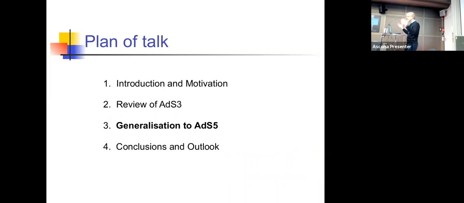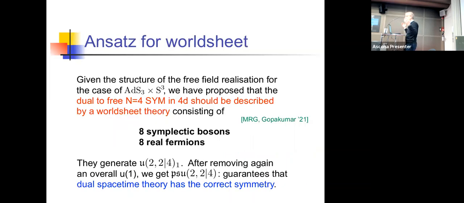Indeed, this is what motivated us. These various pieces of observations motivated us to try to see whether a similar idea could also work for N=4 super Yang-Mills. There are various pieces of evidence that led us to consider this model, which basically just doubles the symplectic boson and fermion degrees of freedom on the worldsheet. One argument is that this leads to U(2,2|4) at level 1, which after removing a U(1) gives you PSU(2,2|4), which is the global symmetry of N=4 super Yang-Mills in 4 dimensions.